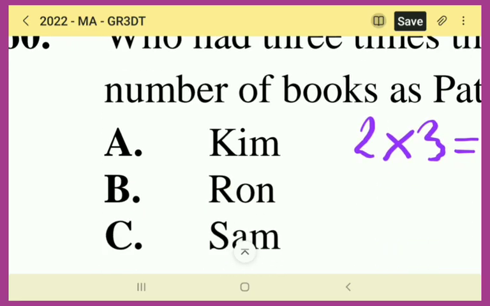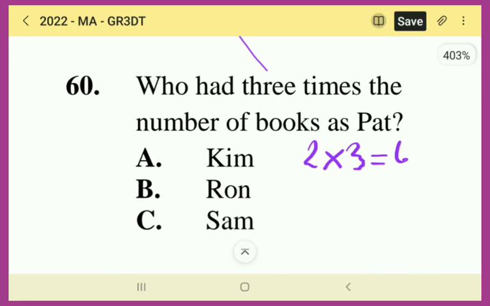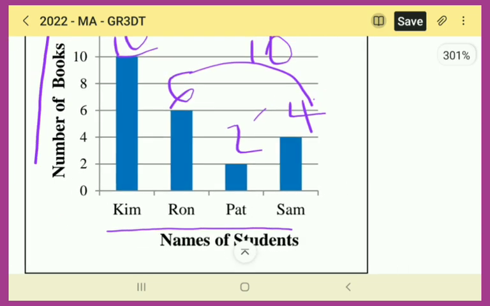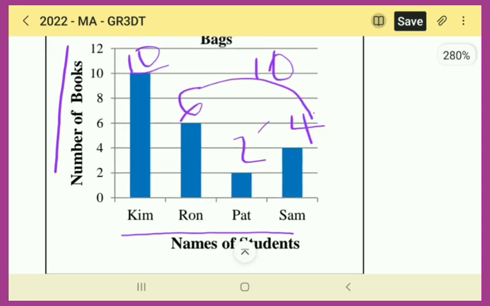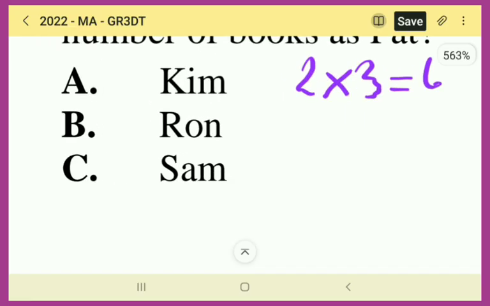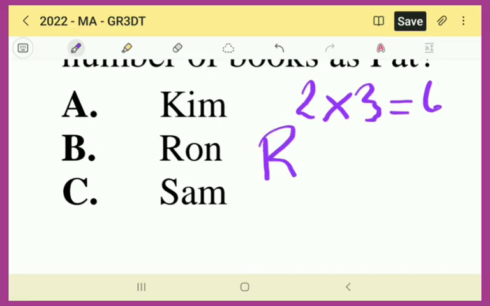Who had 2 times 3? Let's go back to our chart. Who had 6 books in his or her bag? Shout out the answer. Who? Good job. It is, spell the name. Starts with an R. O. Followed by an N. Ron. Give yourselves a clap, boys and girls.